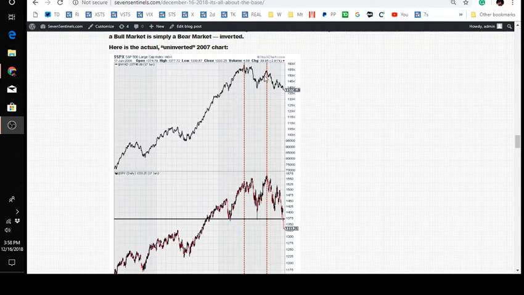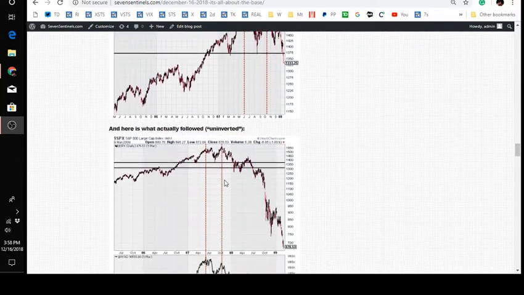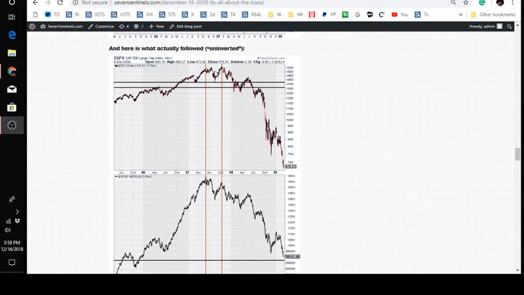By looking at it in its normal form, you may not quite recognize that as a top, but that's what it is. It's just like a base, only it's inverted. And in fact, here is what followed. That what had been a bull market for the next year was actually a massive bear market for the next year, where the Standard & Poor's 500 lost 60%.